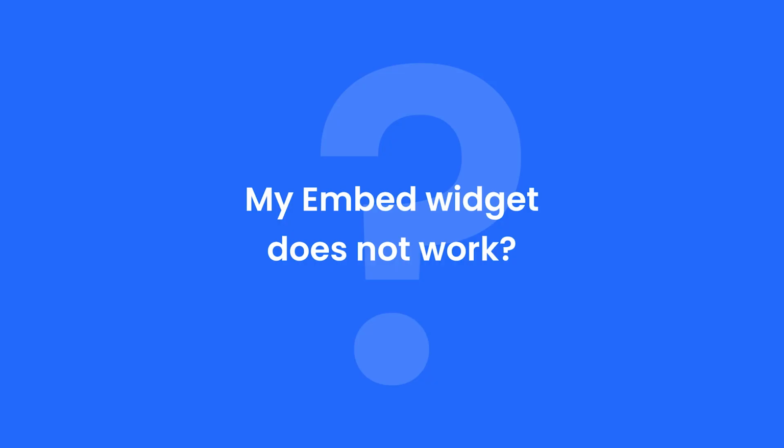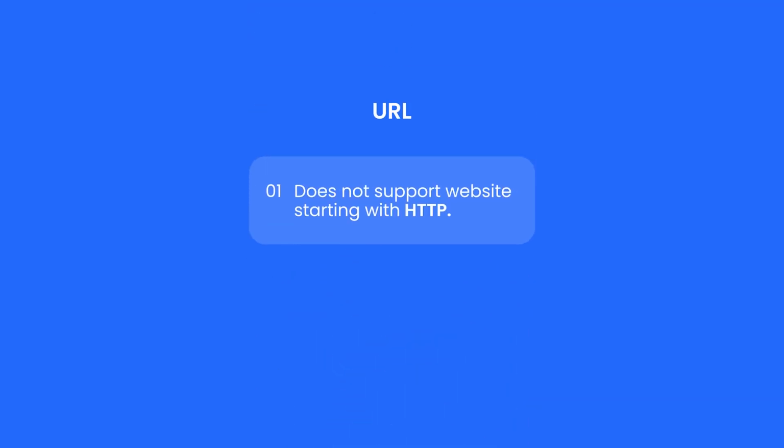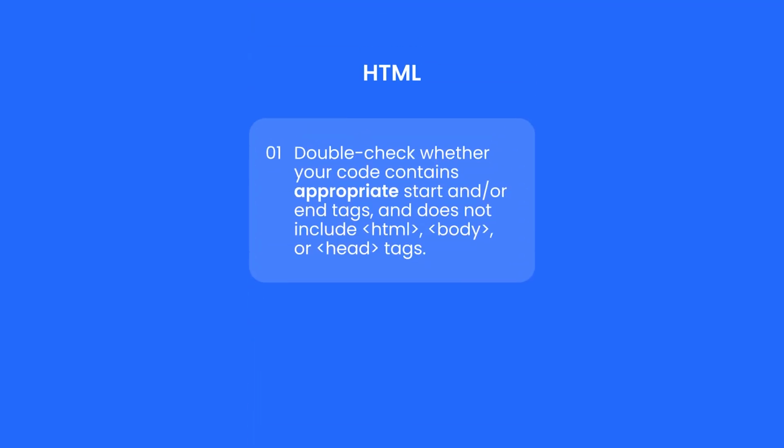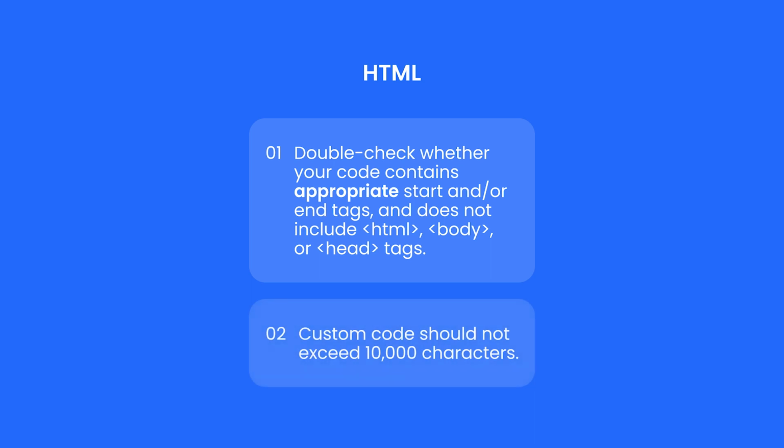Last, let's talk about troubleshooting your widgets. If your widget does not work, there might be two situations. For URLs, first, we do not support websites starting with HTTP. And second, some websites are disabled by safety policies. For HTML custom codes, first, double check if your code is formatted correctly. And second, your custom code should not exceed 10,000 characters.